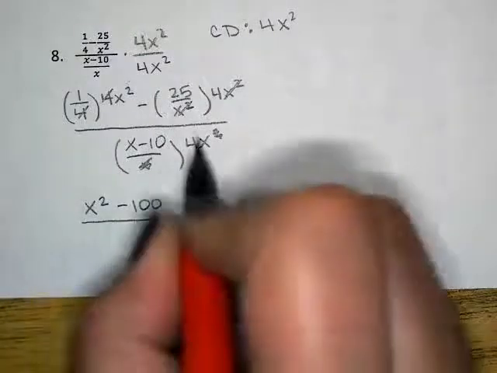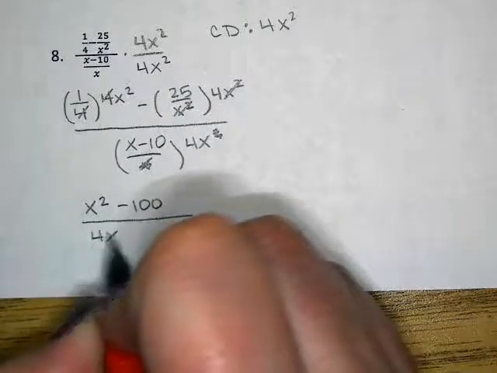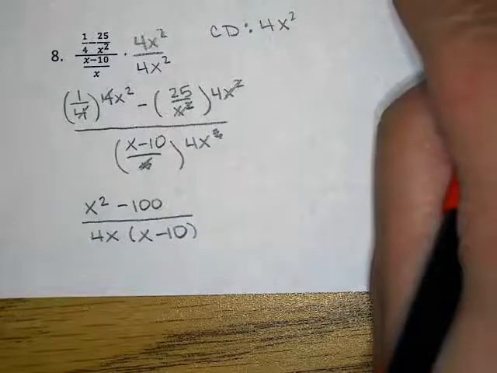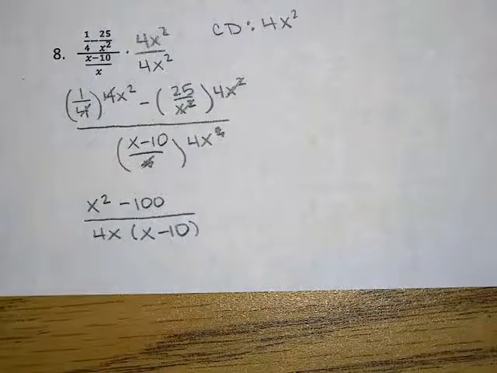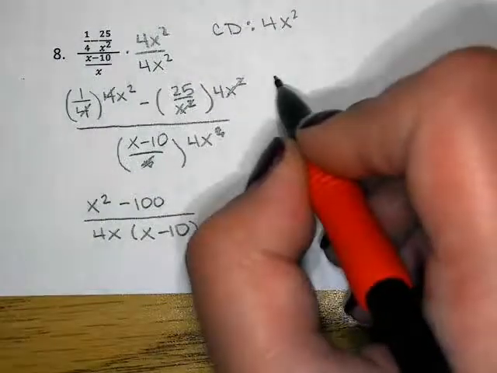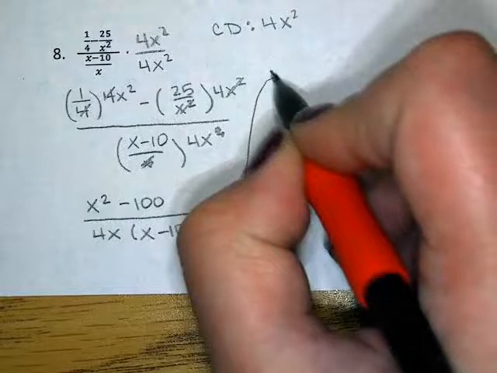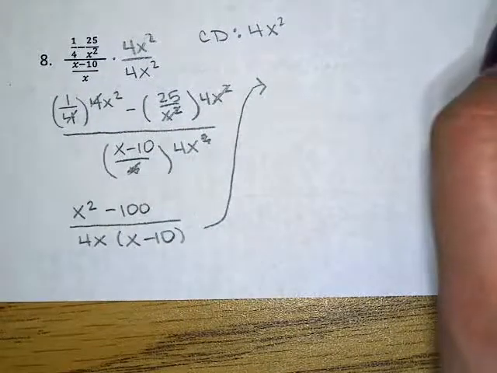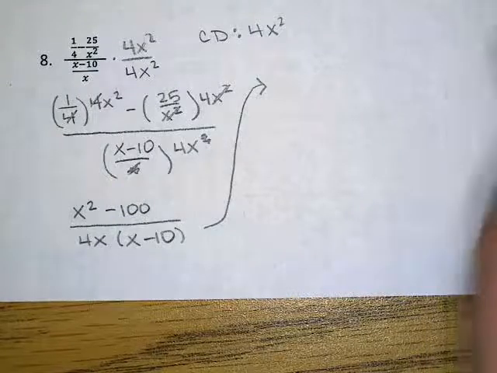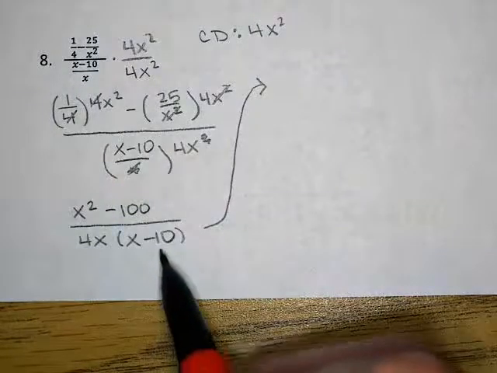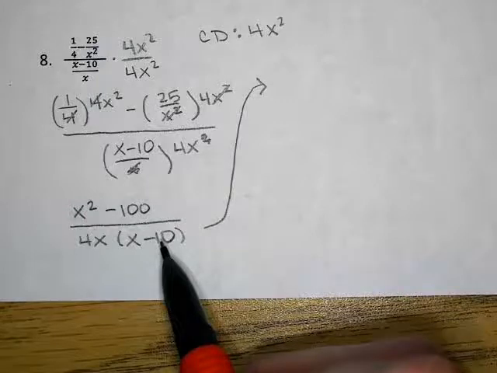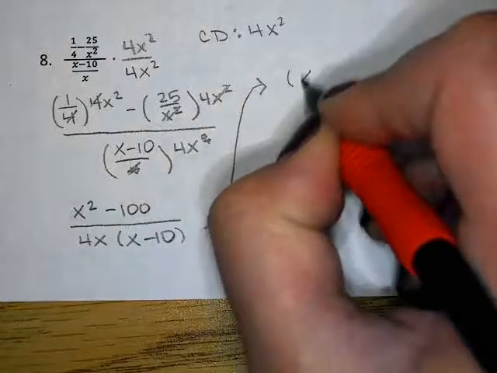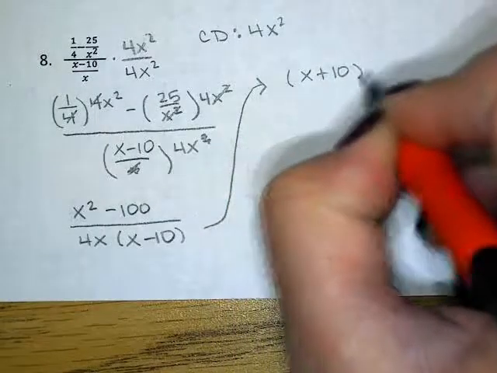Did anyone figure out that if we have this on the bottom, we should just leave it and not distribute, because we're just going to have to factor it again? Yeah, eventually you go, wait a second, I distribute, and then I just have to factor it again. I distribute, and then I undistribute. So then on the top we have x plus 10, x minus 10.